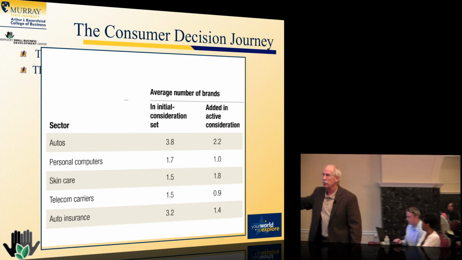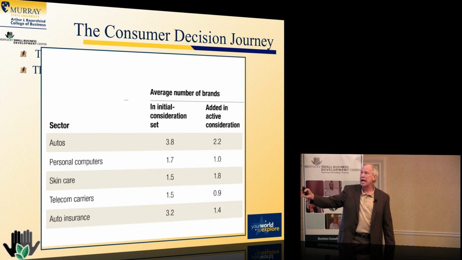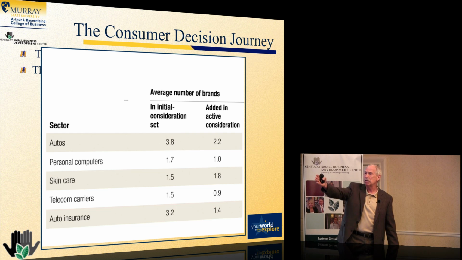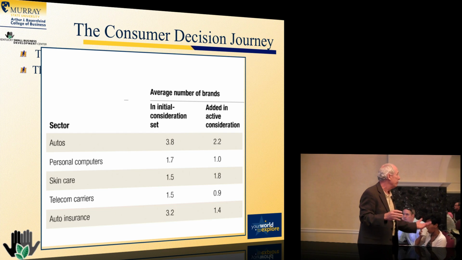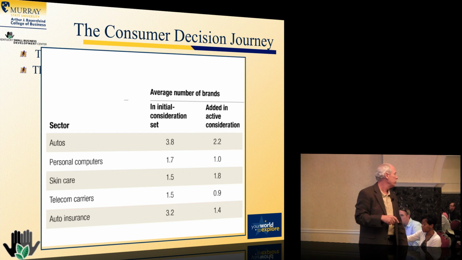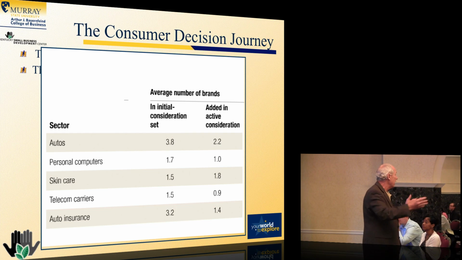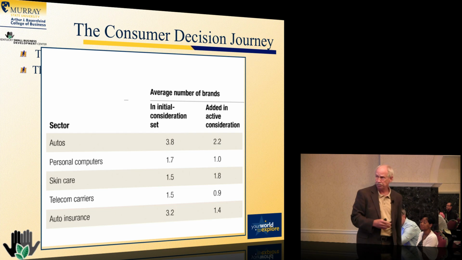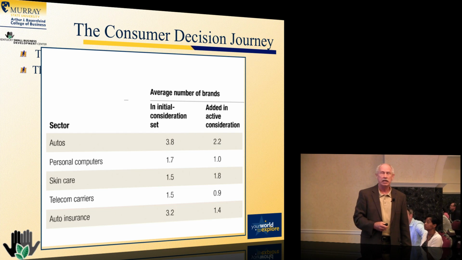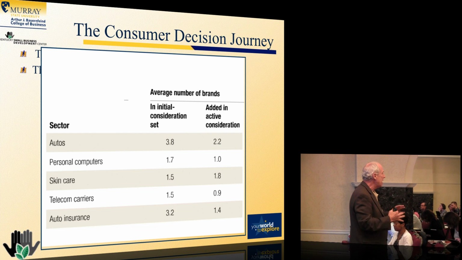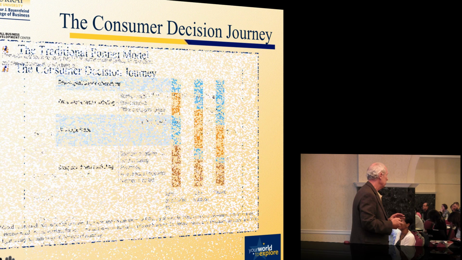And typically what McKinsey found is that in these different product categories, people would add brands as they went through the process. So typically with automobiles, they would start with about 4 brands in mind, 4 different models in mind, and add another 2. Now, you can't add 0.2 of a car to your list, I don't know, but that's the averages, and it lets you know that at least that brand set is growing as you go through it. In addition to that, different types of information are used at different stages in that process.